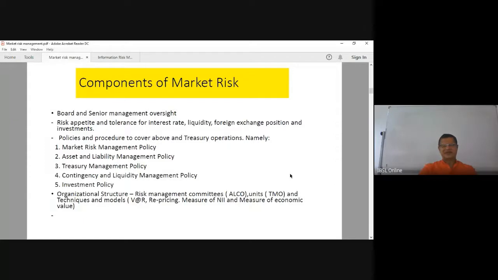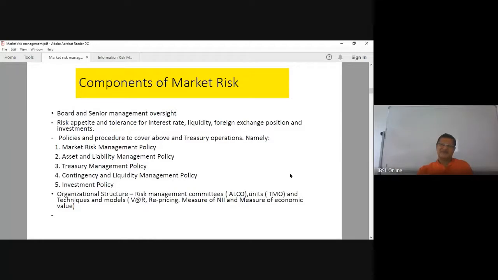Now we look at the components of market risk, that means the framework for market risk. I told you when we discussed credit risk management, operation risk management, and IT risk management, we also had a framework. The framework includes policies, procedure, and the structure. Similarly, market risk management also needs all these three items if you are to really manage the market risk.